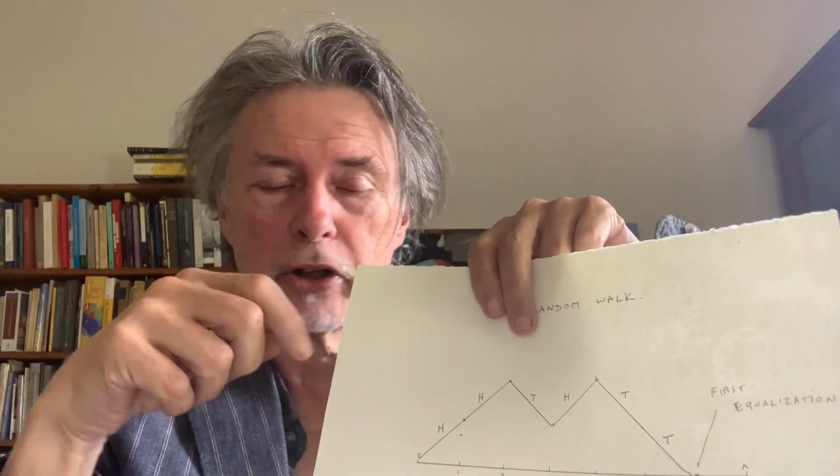Then we get heads again, and then tails and tails. And that takes us back to the origin. So you can see heads, tails, tails. To get back to the origin, we need an equal number of tails and heads. Fine. This is the result, and this is the zigzag that we get.